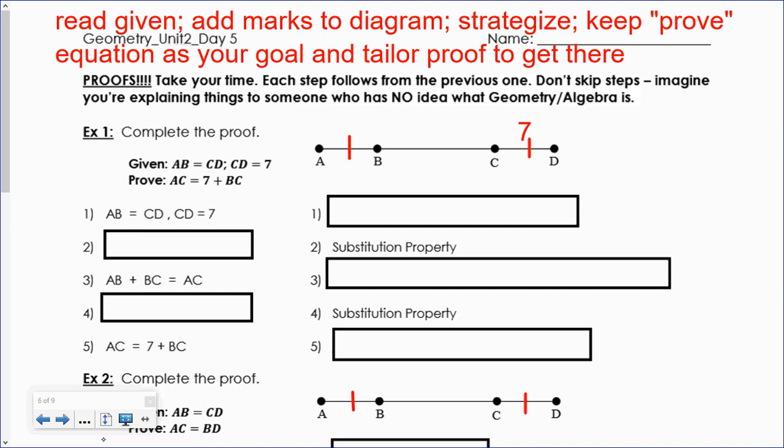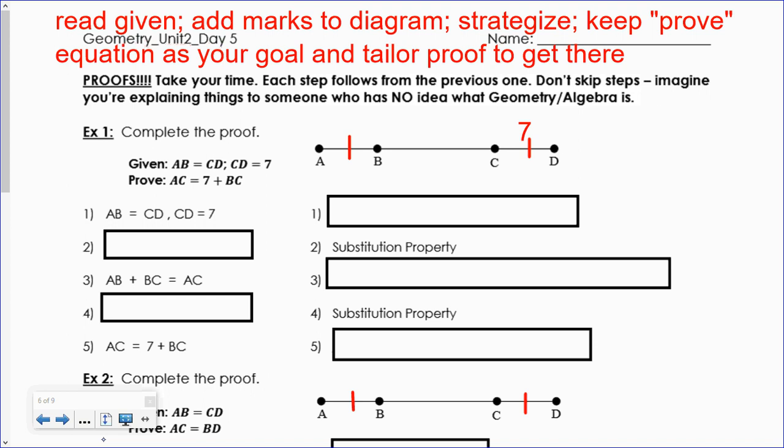Then after you have some sort of plan, you are going to work through the proof slowly, right? Take your time and don't skip any steps. And you're going to keep the proof equation as your end goal. You need to tailor the proof so that it looks like this in the end, right? What do you notice about the given here? I start with AB equals CD and CD equals 7.